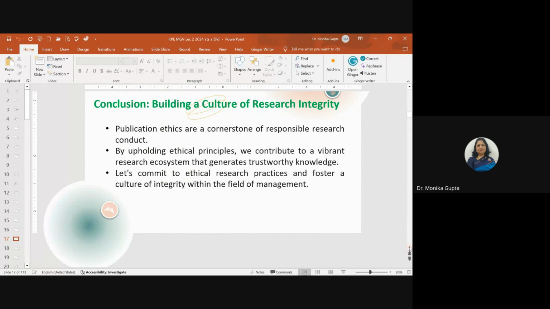So to conclude, building a culture of research integrity, what we can mention here in the first topic is that publication ethics encompass a shared responsibility among researchers, editors, reviewers, and publishers. By understanding and adhering to these principles, we can ensure high quality research that contributes meaningfully to advancing knowledge in management. So let us work together to build a research environment grounded in integrity, transparency, and trust.